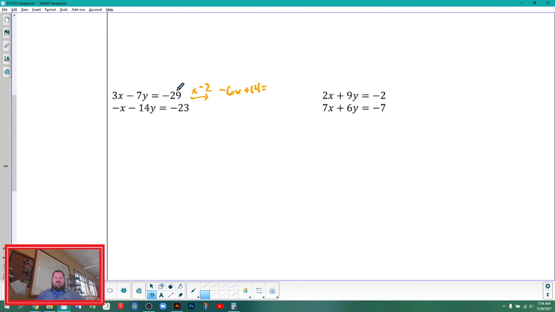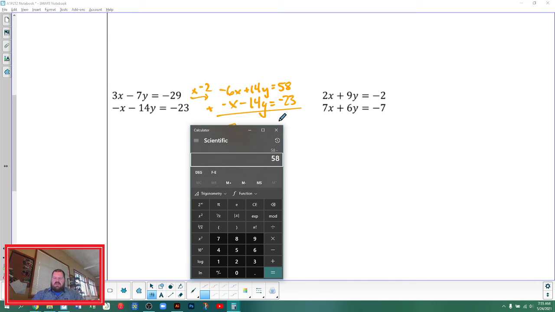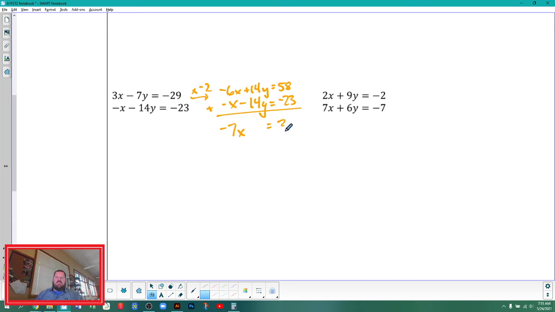And that's going to be +58. A little bit scary with the bigger numbers, but that's okay. Oops, that's a 14y. Let me write that in there before I forget it. 58 minus 14y is equal to -23. And now we can go ahead and add the two equations. That's going to give me -7x. Let me just double check that. 58 minus 23, 35. Okay. That works out pretty well. If I divide by -7, I get x is equal to -5.